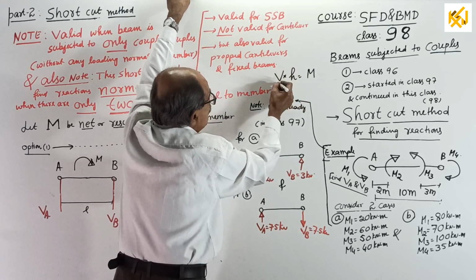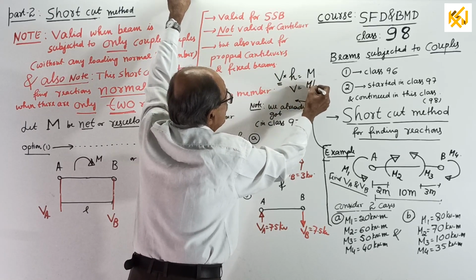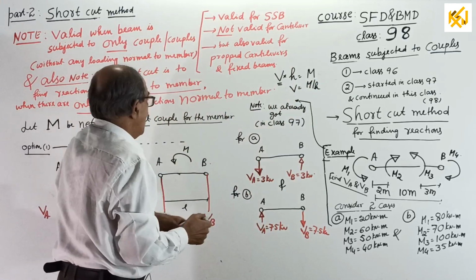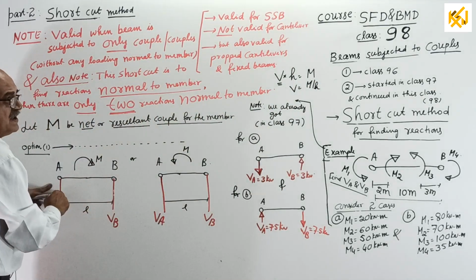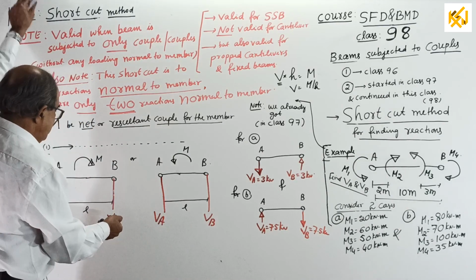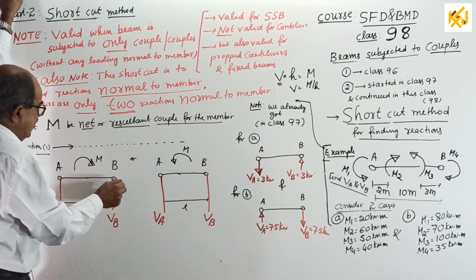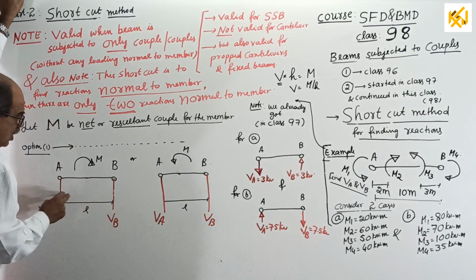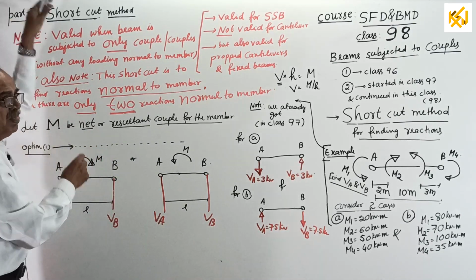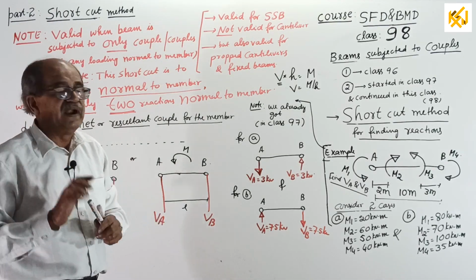Therefore, your V will be equal to M divided by H. Or, for these two reactions, the magnitude of the reaction will be such that either VA into L or VB into L should be equal to M. So both reactions are equal to M divided by L. Now remember, there is an easy method.